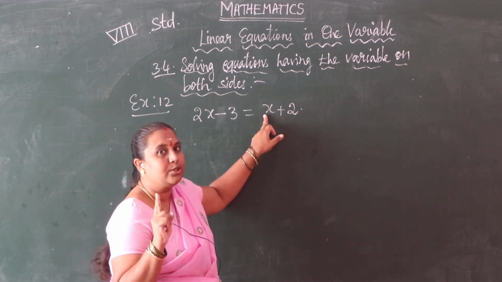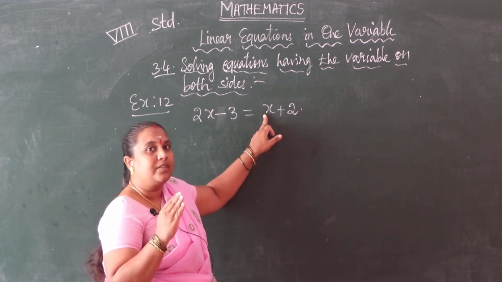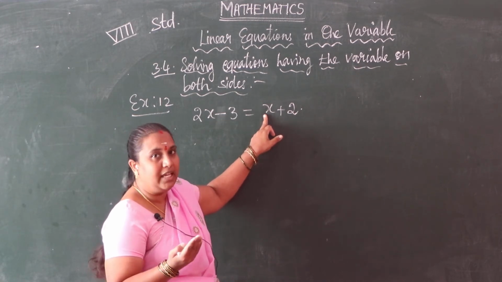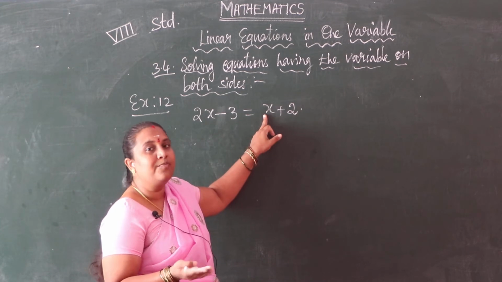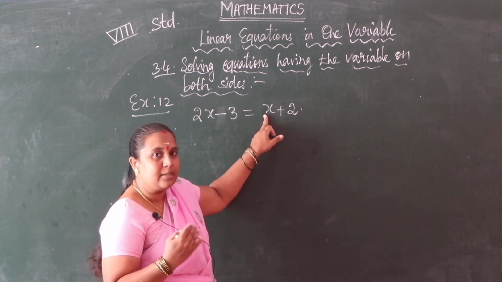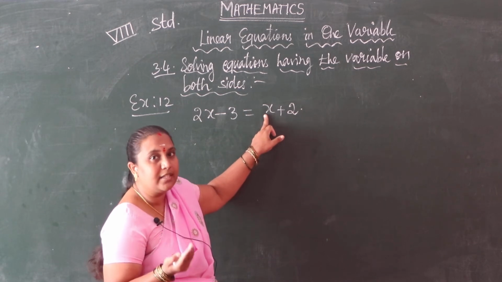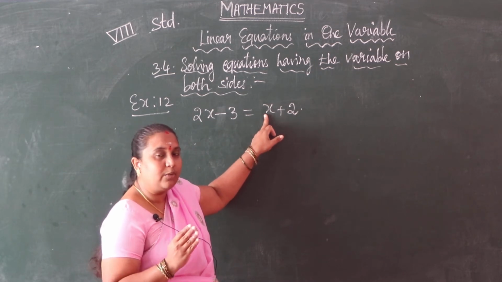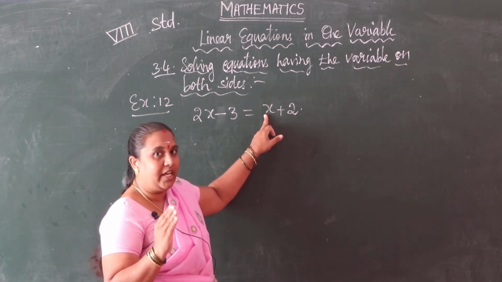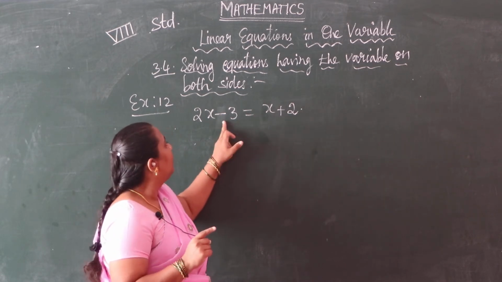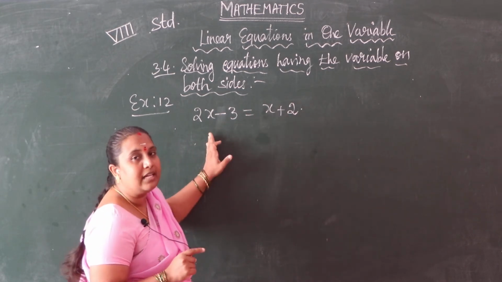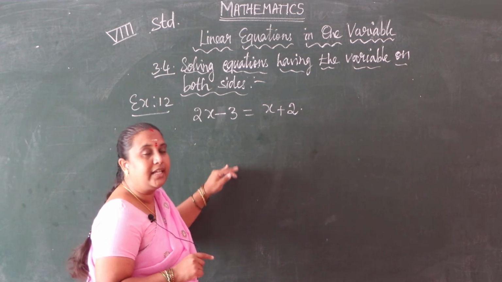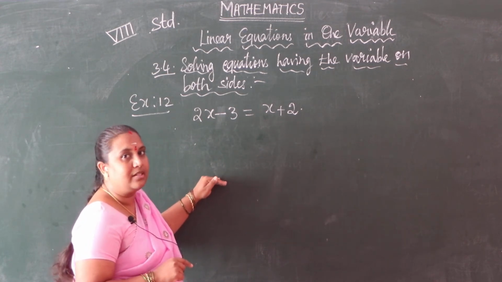The sign should change while transposing the term from one side of the equation to the other side, whether LHS to RHS or RHS to LHS. While transposing the term from one side of the equation to the other side, the sign of the term changes. Understand, children? See, this plus x comes to the LHS as minus x. So 2x minus x, that is addition.